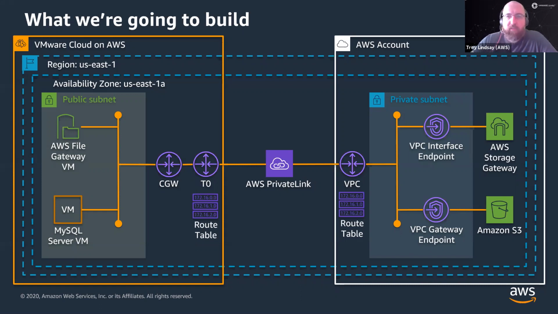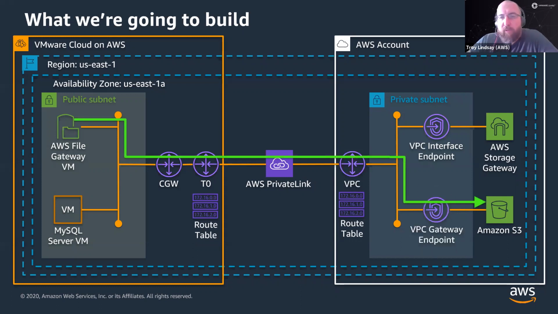The NSX-T Tier 0 router shown here is configured to route the S3 traffic over the private link interface instead of the internet. The setting can be found in the VMware Cloud on AWS Management Console. Once the traffic arrives at our VPC router, it is then routed to our S3 VPC gateway endpoint. For communicating privately with the S3 bucket, the VPC gateway endpoints influence traffic by injecting the necessary routes into our VPC route table.